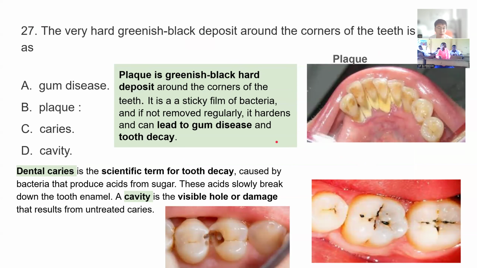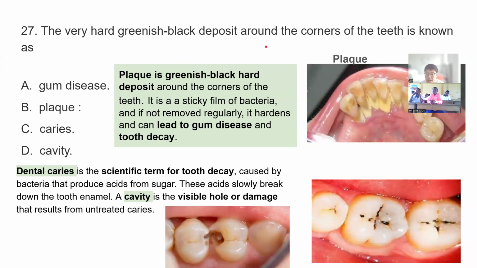And next we are talking about dental related topics. The very hard greenish black deposit around the corners of the teeth is known as, is it a gum disease, a plaque, caries, or cavity?